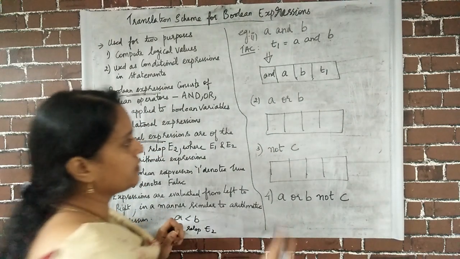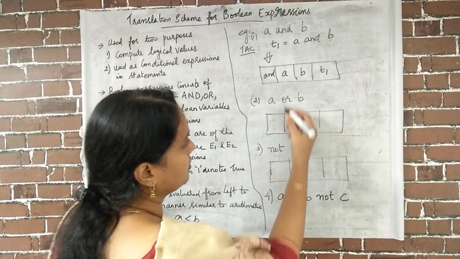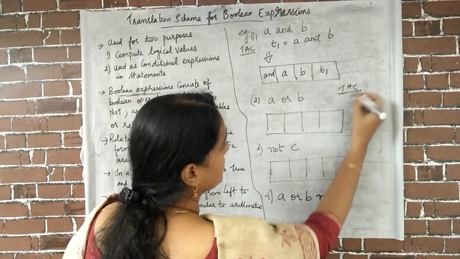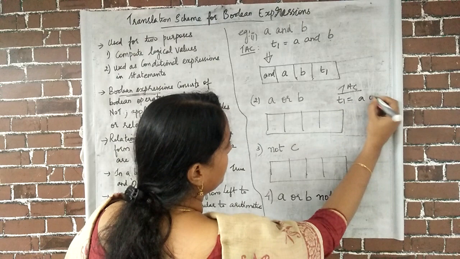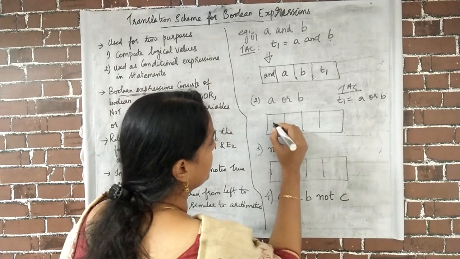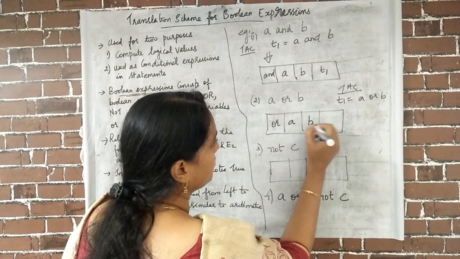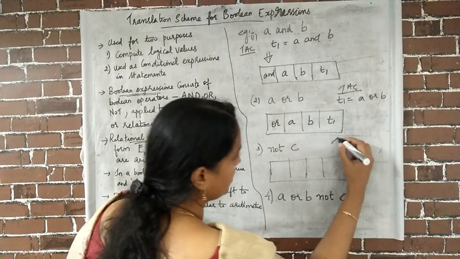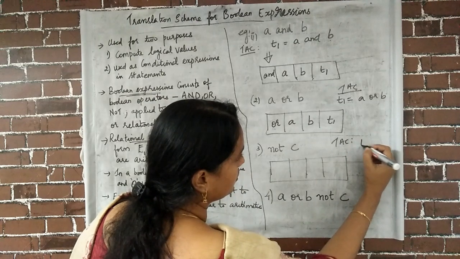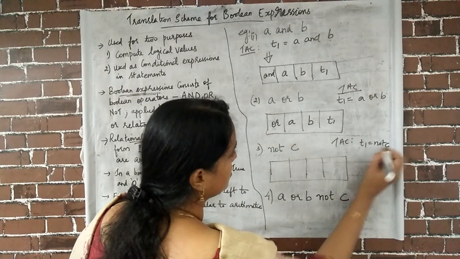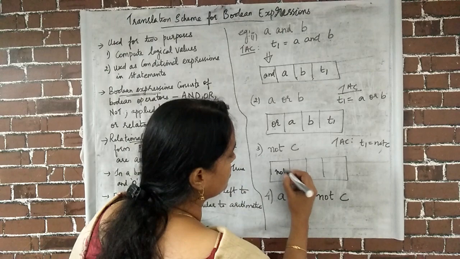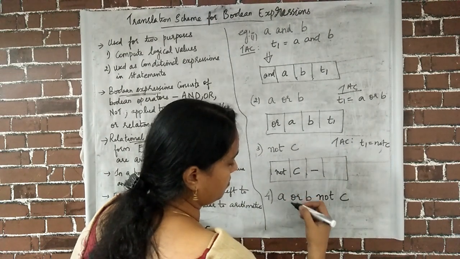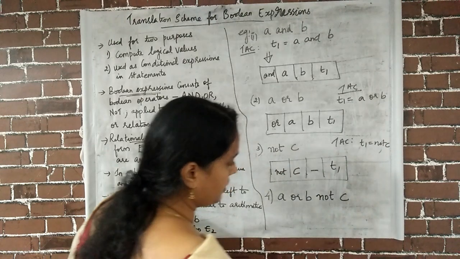Now consider the Boolean expression A or B. Again, we can represent the three-address code as T1 is equal to A or B, and the quadruple representation is or, A, B, with the result stored in T1. Now consider not C. The three-address code for it is T1 is equal to not C. The operator used here is not, the first operand is C, it doesn't have any second operand, and the result is stored in the temporary variable T1.